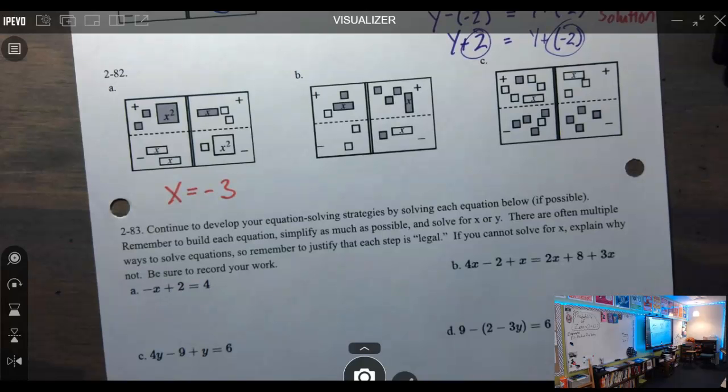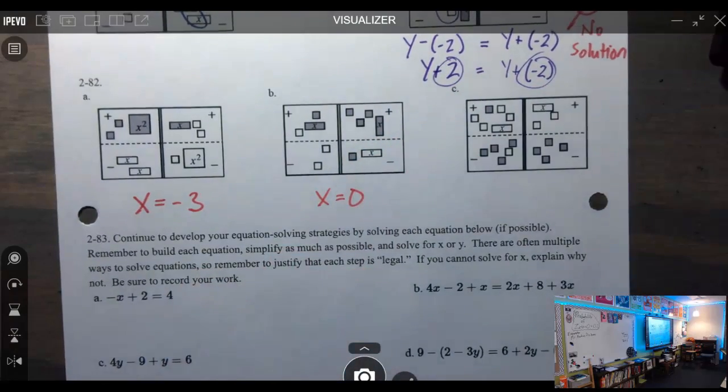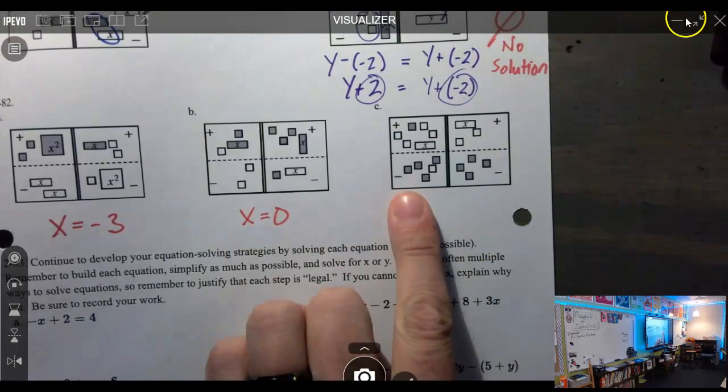All right, for the sake of time, we're going to go look at C. I'll just tell you in B, what you end up with is X equals 0. Yes, I got it right. C. Let's look at C.